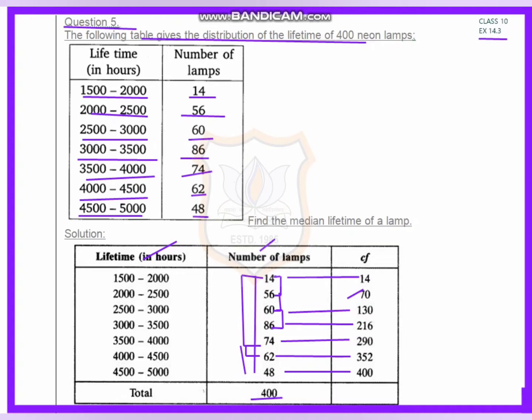This is the trick. The first stays the same, in the second we add two frequencies, in the third we add three, in the fourth we add four, in the fifth we add five, and in the sixth we add all six frequencies. In this way we get the column of cumulative frequency.